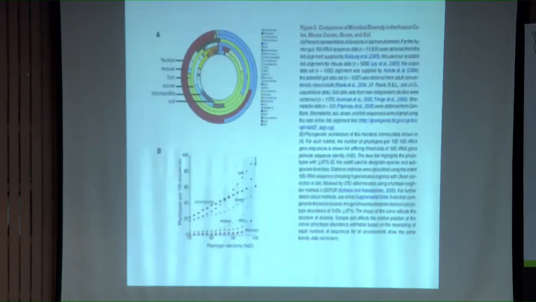I don't know whether you are able to see this slide very clearly or not. This is a comparison of microbial diversity in the human colon, mouse, and ocean and soil. This red portion is all human, this last one. Second comes your mouse, then the fish, then the ocean. This circle gives you an idea of how much similarity and dissimilarity there is in the microbial population in various samples.